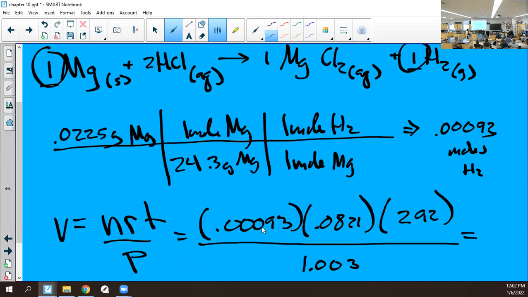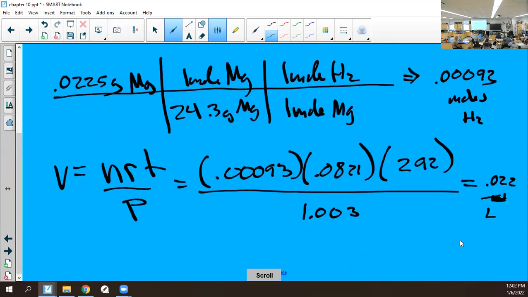You got it, Seth? What'd you get? Oh, okay, never mind. Aisley's right about there. What'd you get? 0.022. And that would have been milliliters, right? Or sorry, that would have been liters. But we would have converted that to 22 milliliters. Then we could compare it.